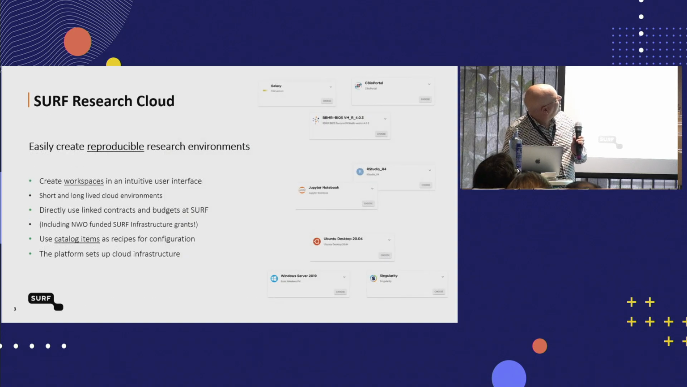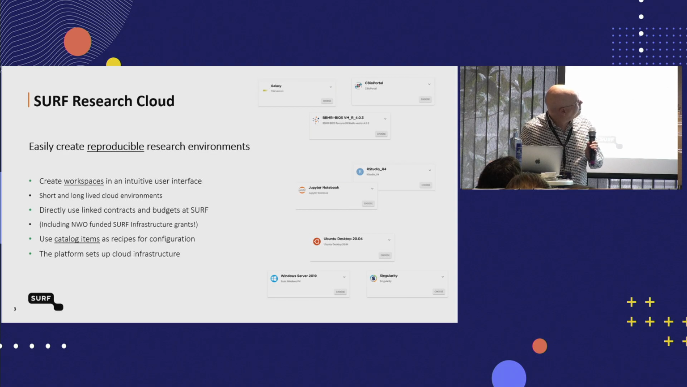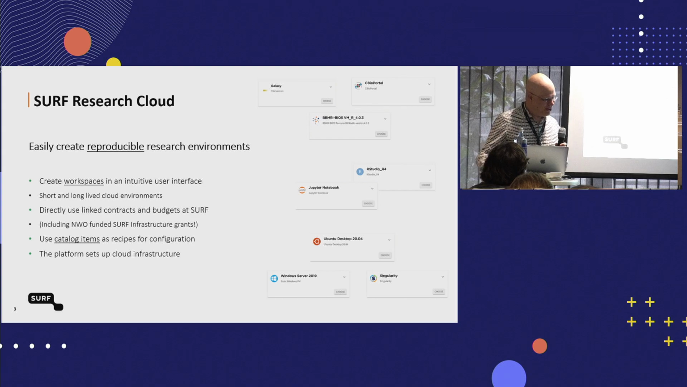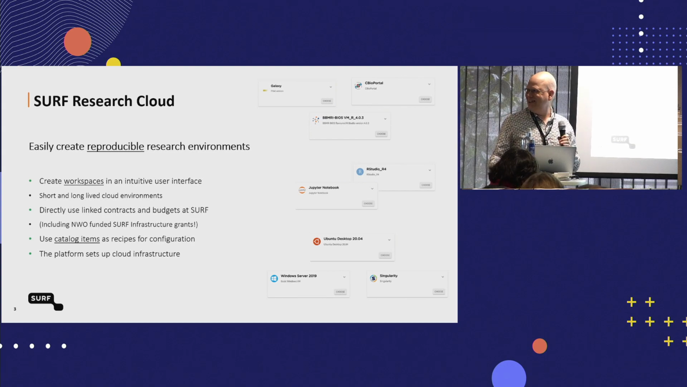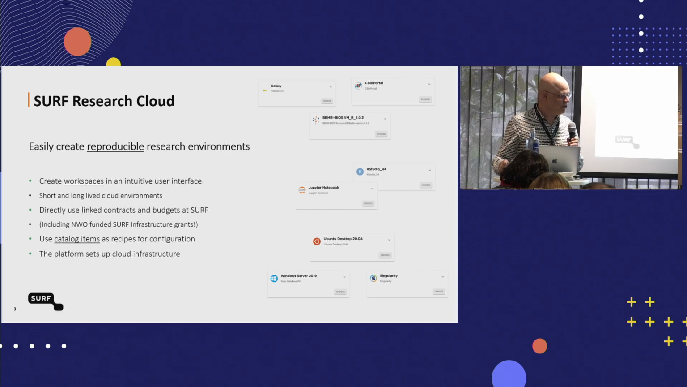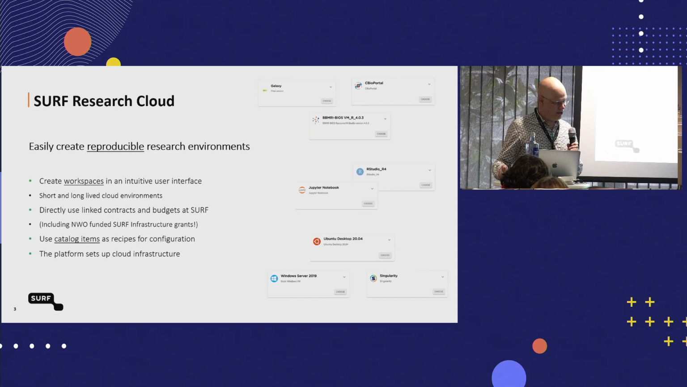And now we have a research cloud where you can easily create reproducible research environments with different types. For example, Galaxy, Jupyter Notebook, Windows, Ubuntu. People can add their own catalog items, which are cloud recipes. Catalog items are recipes for cloud environments, and then researchers can log into the platform and start them by themselves, self-service.